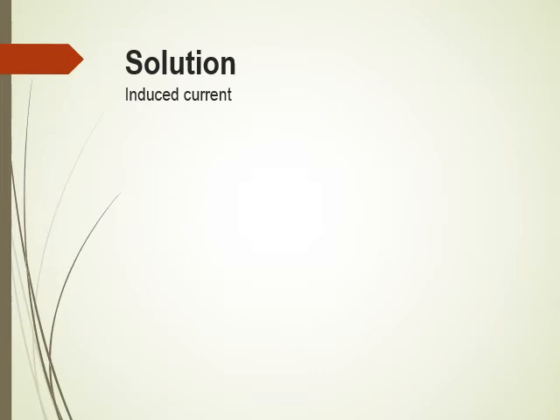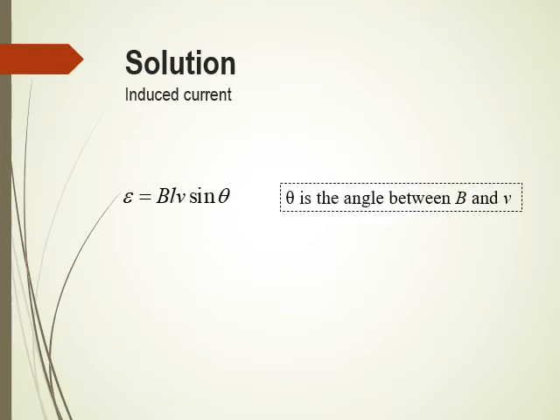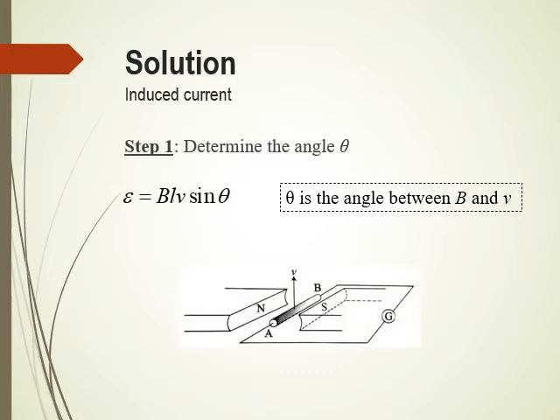To determine the magnitude of the induced current, first we need to know the value of the induced EMF. Since we have a moving straight conductor, the equation is EMF equals BLV sine theta, where theta is the angle between B and V. Before we do the calculations, first we need to determine the value of the angle. So step 1, determine the angle. How are we going to determine it? As usual, we need a diagram.